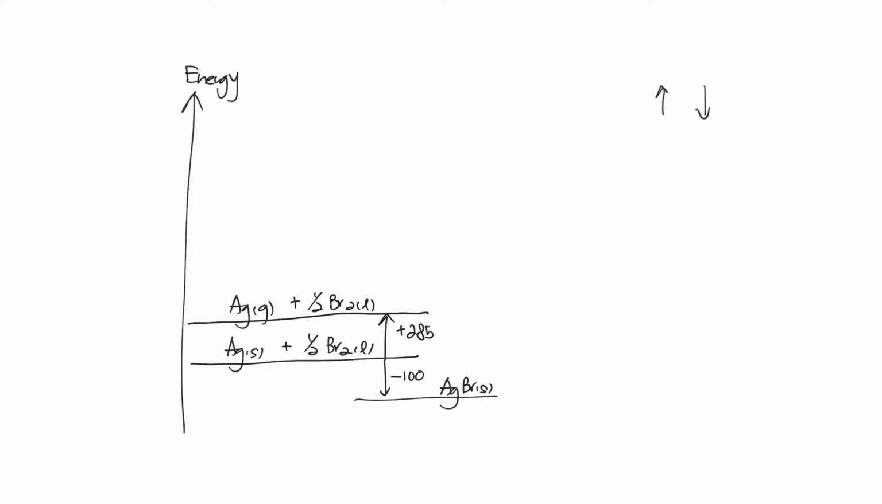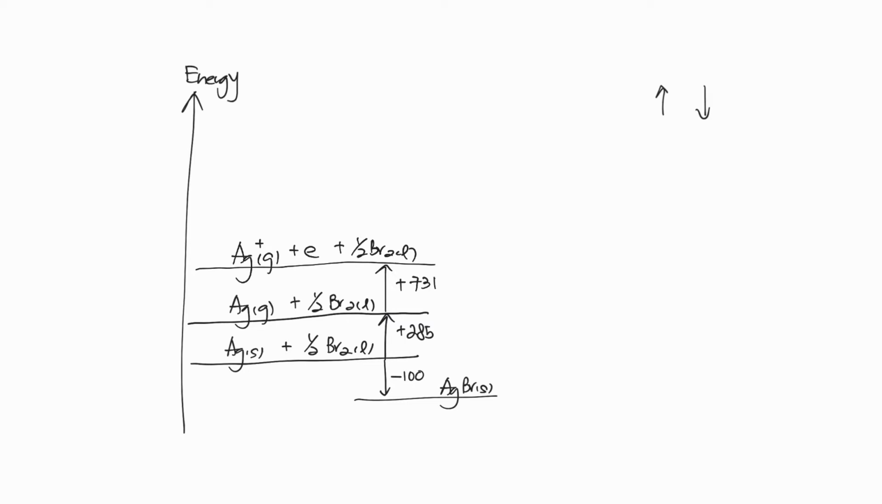The next reaction is to ionize the silver atom. It involves the first ionization energy of silver, which is positive 731 kilojoules per mole. It turns silver gas into Ag plus gas with removal of 1 electron. So this is the first ionization energy of silver.